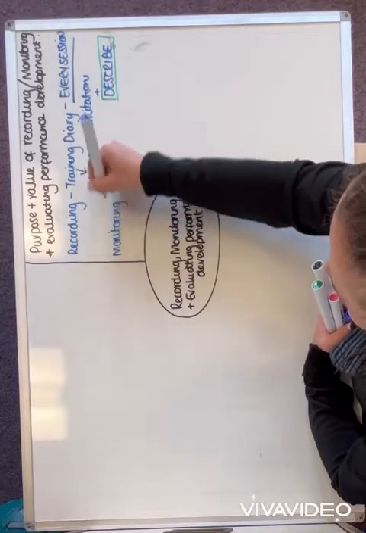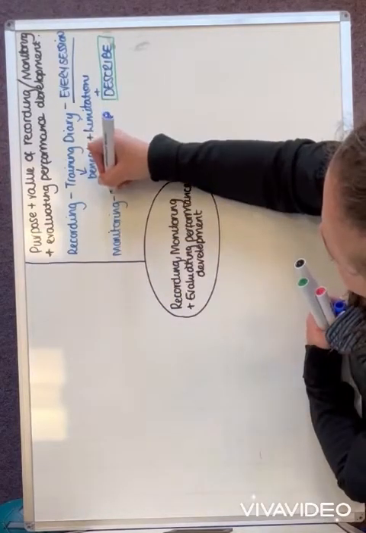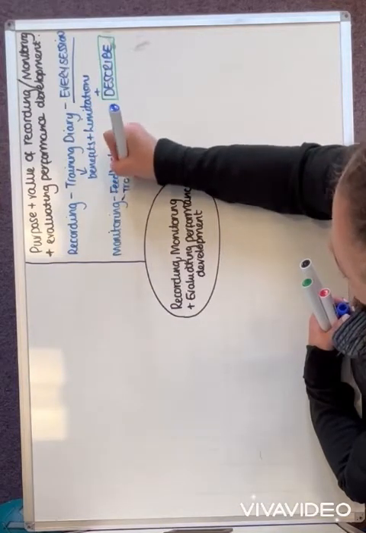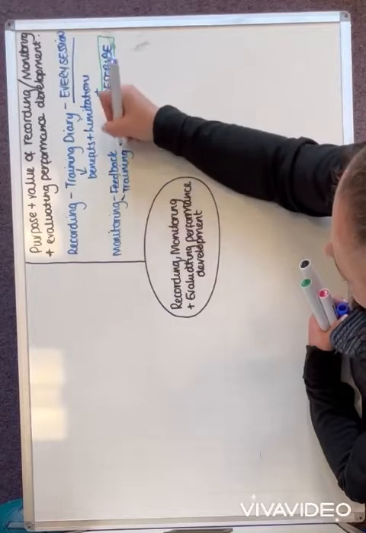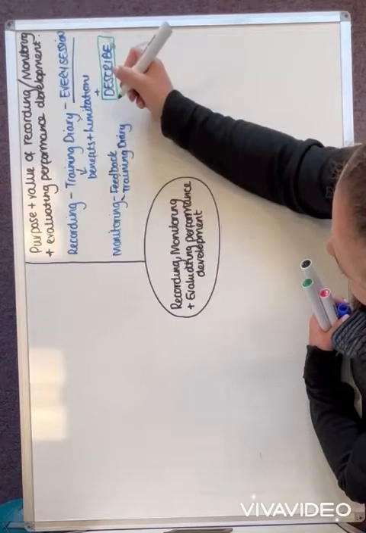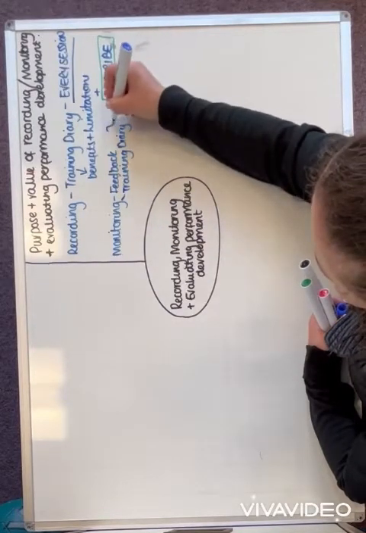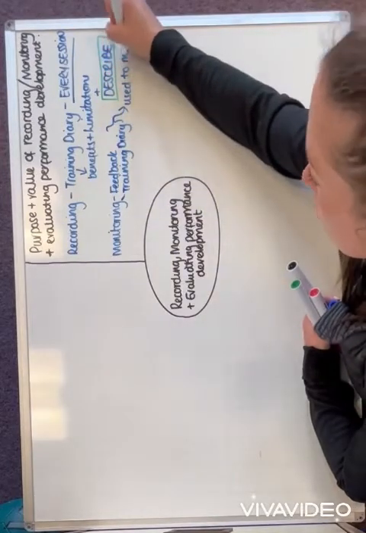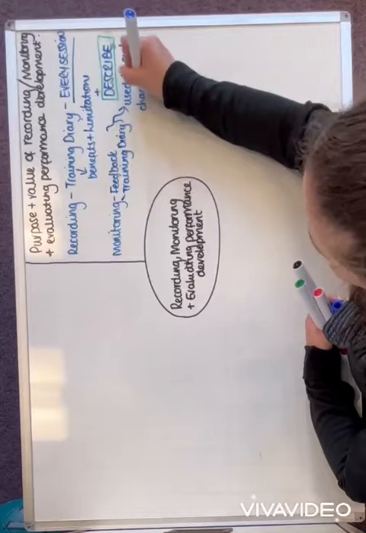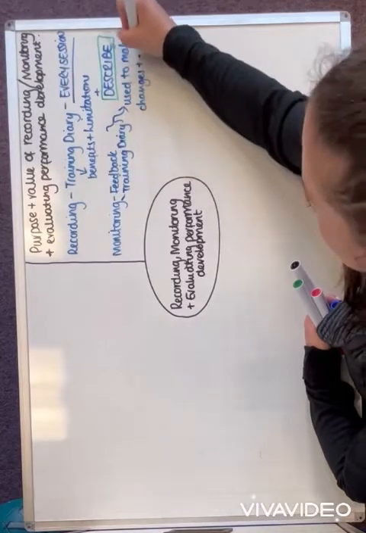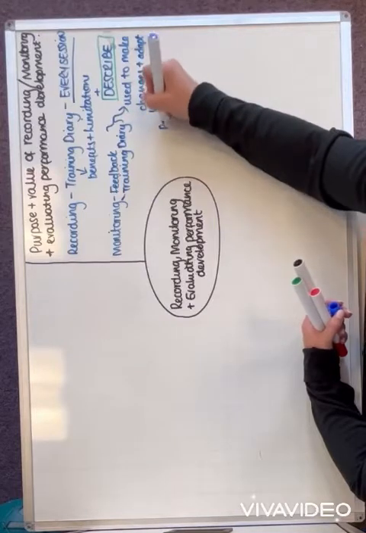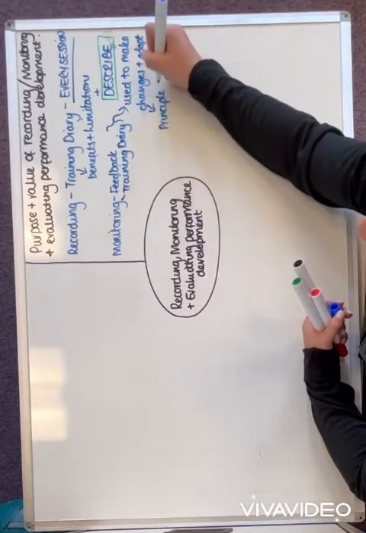In terms of monitoring, we used 2 different methods. We had feedback as well as our training diary. By using these 2 methods, we are able to make changes and adapt our training sessions to make sure that we continue to make progress. And for that, you will need to know the principles of effective practice and the principles of training, which you can find more information on in another video.